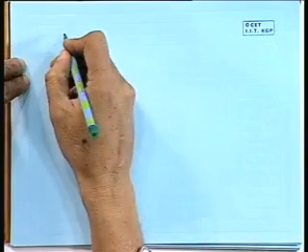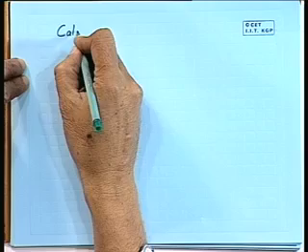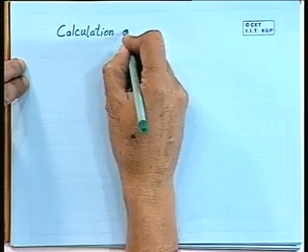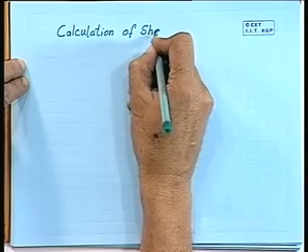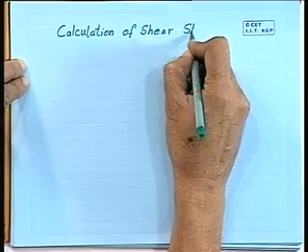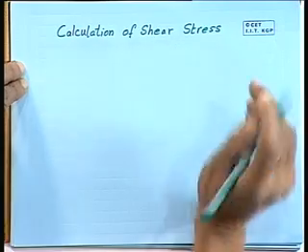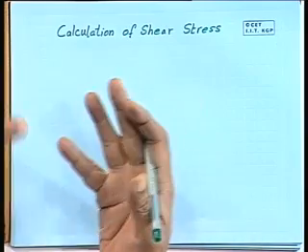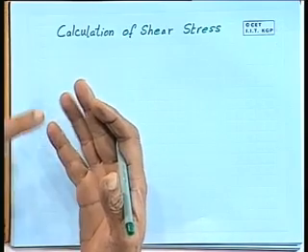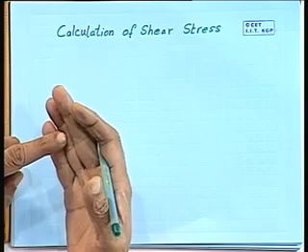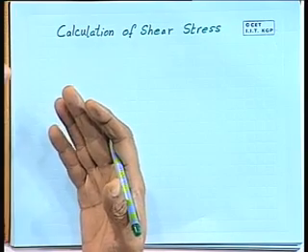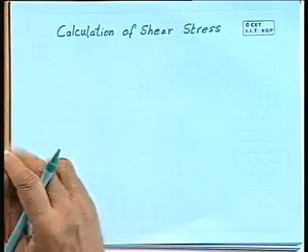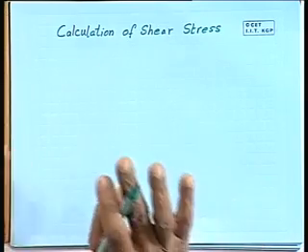Next small topic, we go for the calculation of shear stress. Now, we have already drawn 5 curves, that is the load curve, the shear force curve, the bending moment curve, slope curve, and the deflection curve. Apart from that, we have already drawn the weight curve and the buoyancy curve. Okay. After doing all this, we have in between drawn the shear force curve.